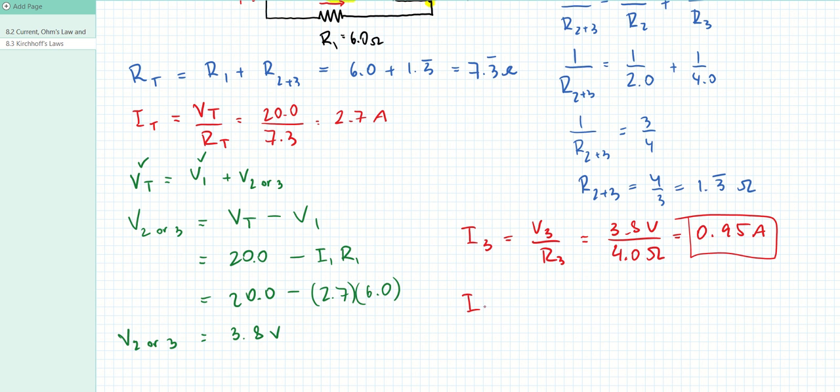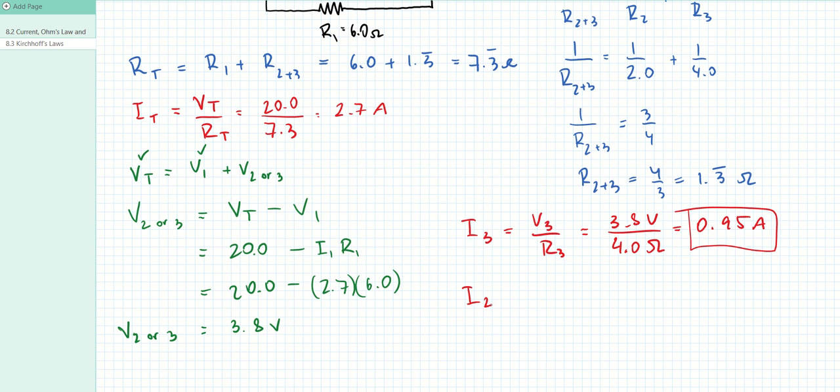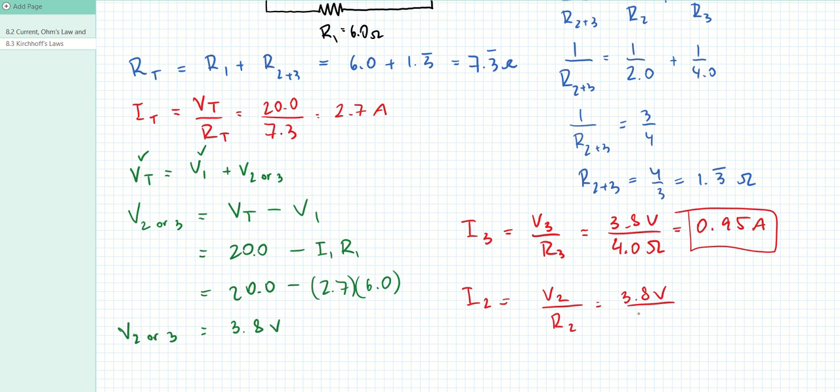You can also find the I2. The question doesn't ask for it, but you could find it because you know your V value, which is, again, going to be the same, 3.8 over, in this case, 2 ohms. So that would give you 1.9 amps. And again, we can check whether this is right or wrong, because remember, these two currents should add up to 2.7 amps. So 1.9 plus 0.95, that adds up to 0.85.